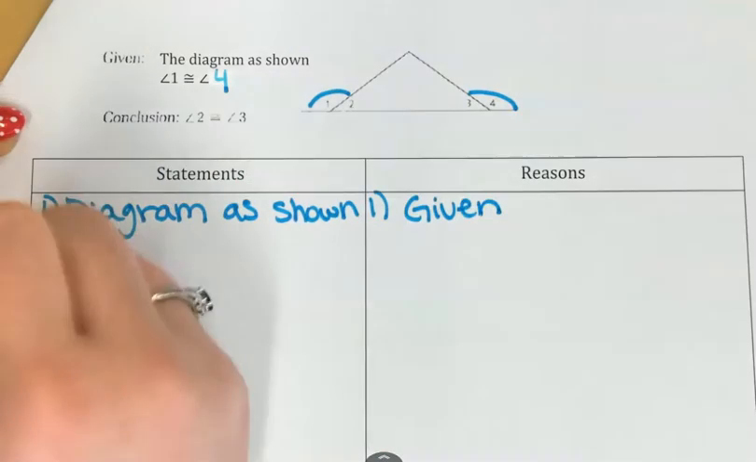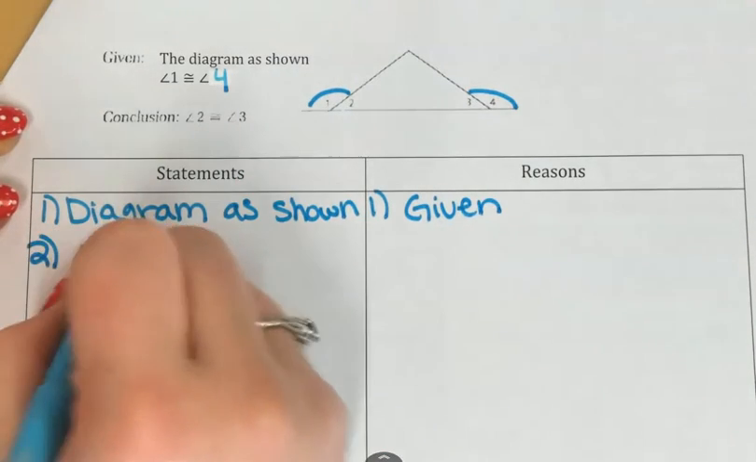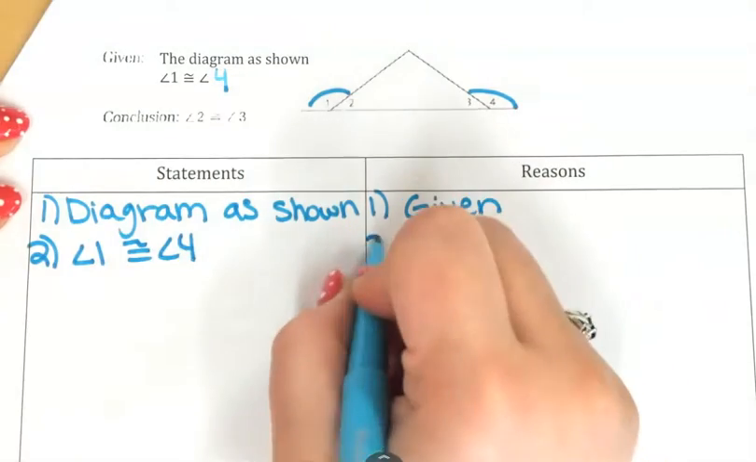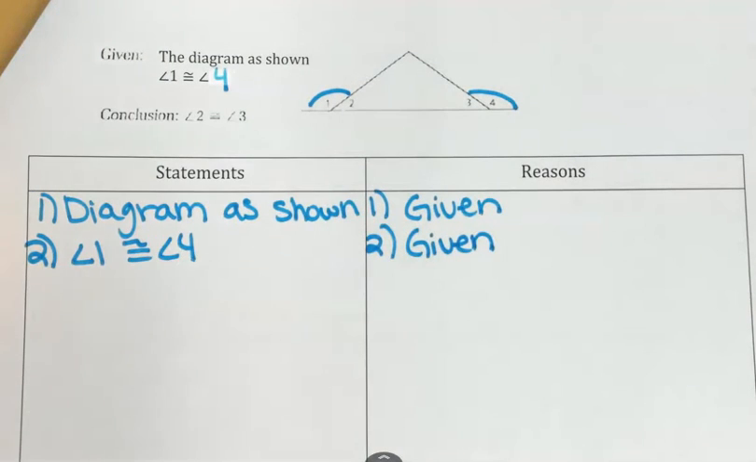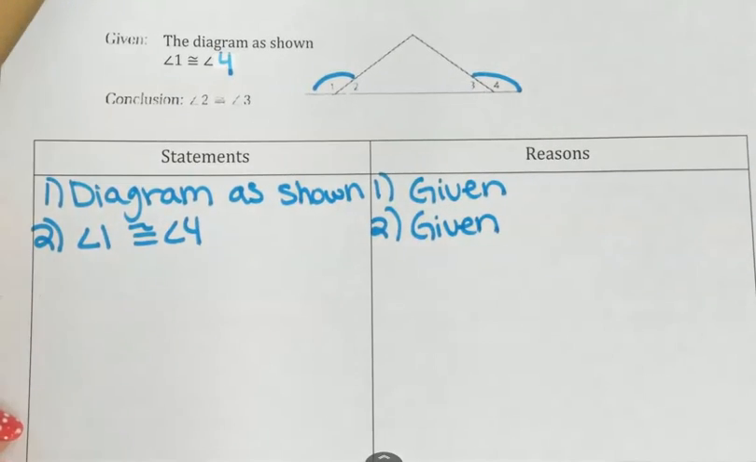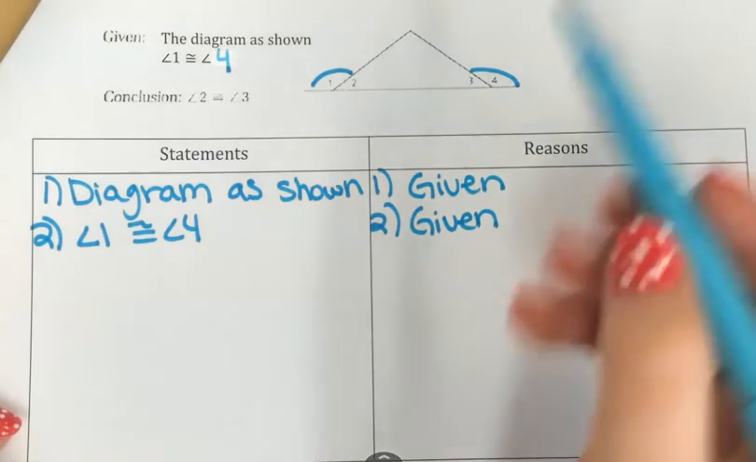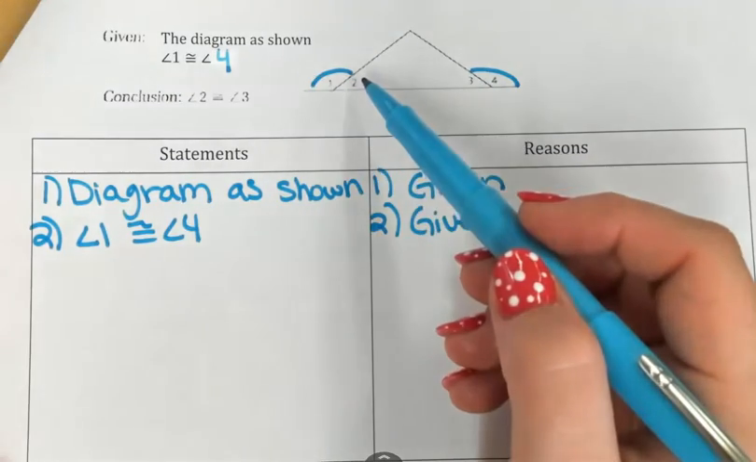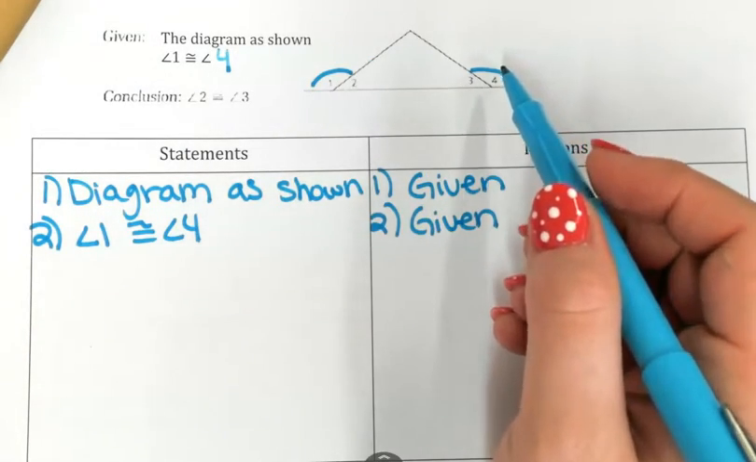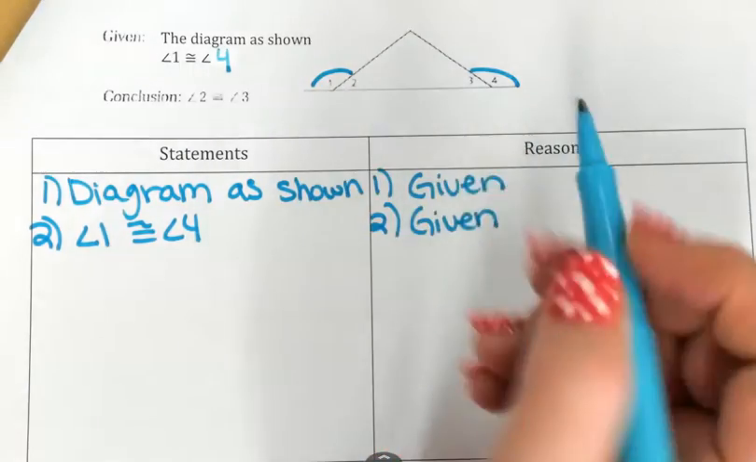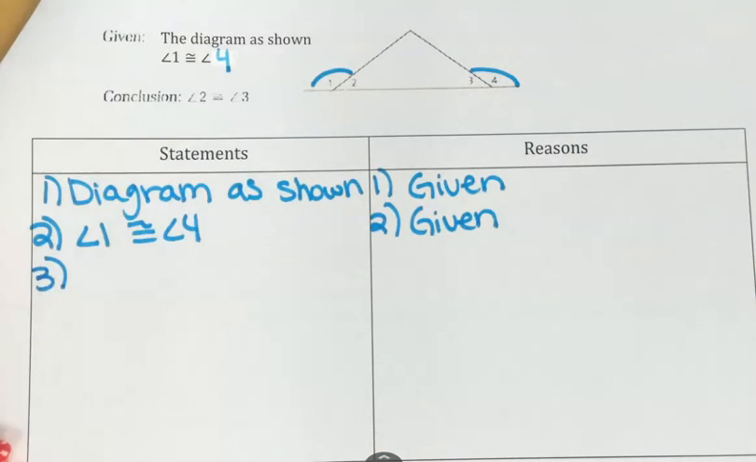Given. 2, angle 1 is congruent to angle 4, and that is given. So the diagram is going to help me in proceeding with the next step. So I need to look at the diagram and see what I can assume from the diagram. Well, when I look here, I see that angles 1 and 2 are forming a straight angle, and angles 3 and 4 are also forming a straight angle. Well, I know if 2 angles form a straight angle, that means that they are supplementary.